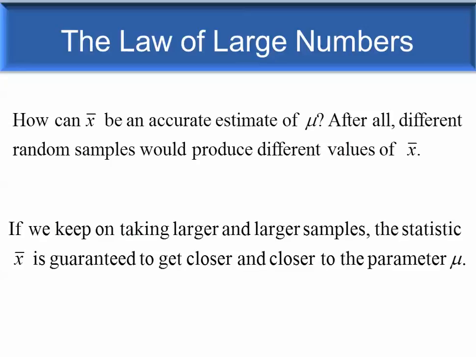Well, if we keep taking larger and larger samples, the statistic is guaranteed to get closer and closer to the parameter of mu. So for example, if we have our population of 10,000 people, and we only measure 2 people and take their mean height, their mean height's probably not going to be very representative of the entire population. But if we take 10 people, or 50 people, or 100 people, or 1,000 people, the more people we measure and calculate their mean height, the closer that sample mean is going to get to the parameter mu.